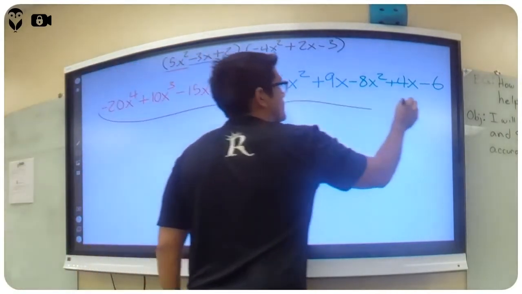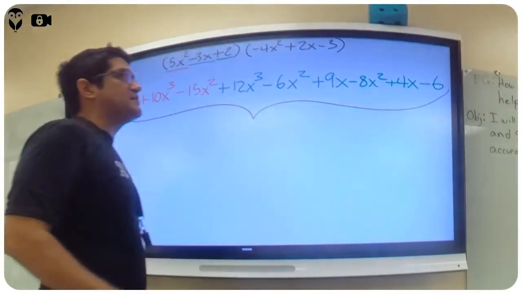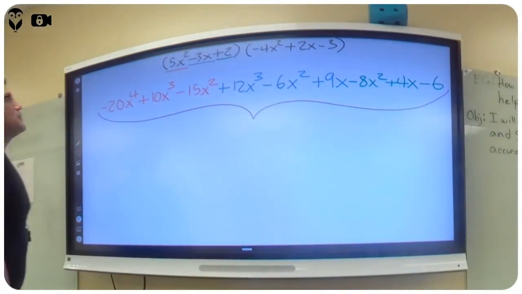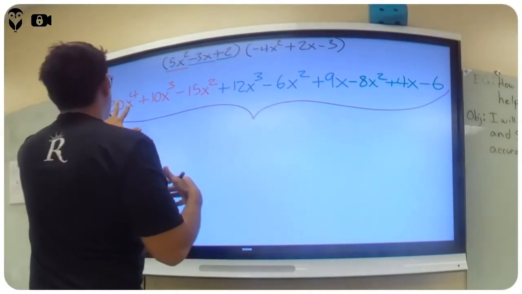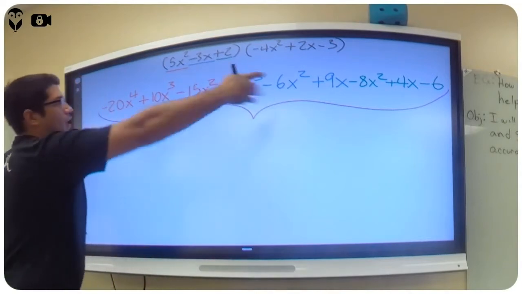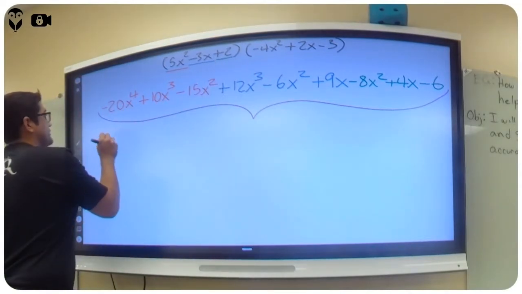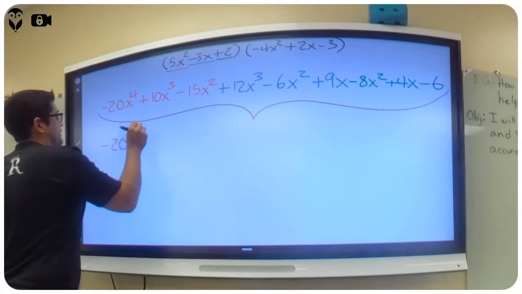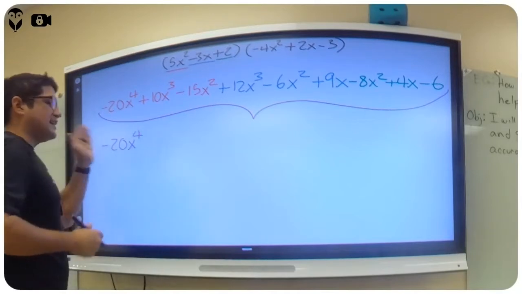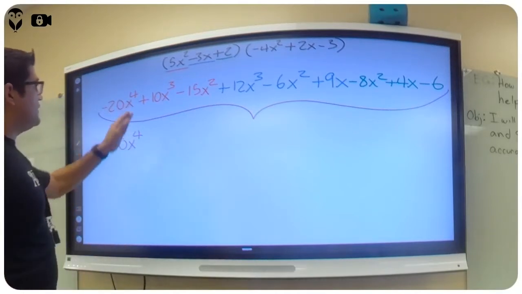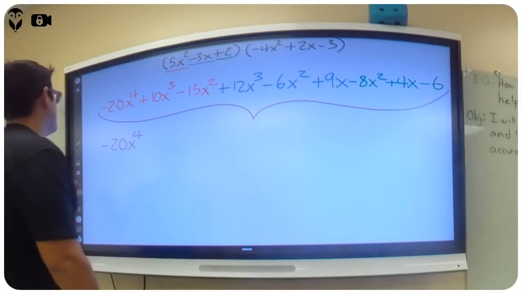I see multiple 3s, multiple 2s, multiple x's by itself, constant. So we'll start with the biggest power, which is the 4, and we're dropping it down because there's no other exponent with the 4. So negative 20x to the 4th. That's how many x to the 4ths I have. I have negative 20 of them. Then x to the 3rd, so let's see how many we got of those.